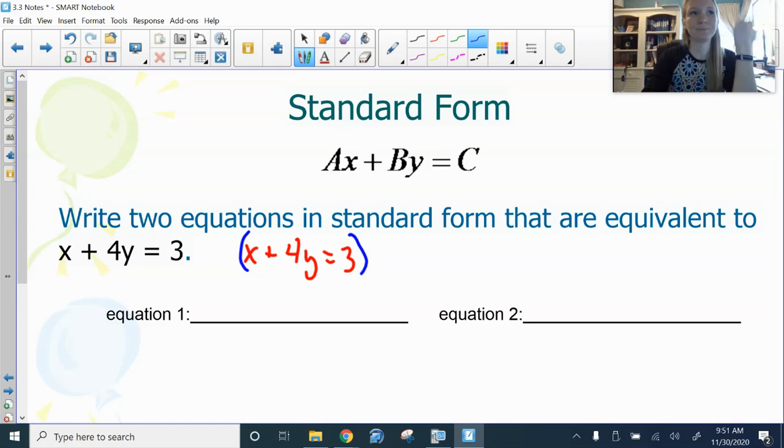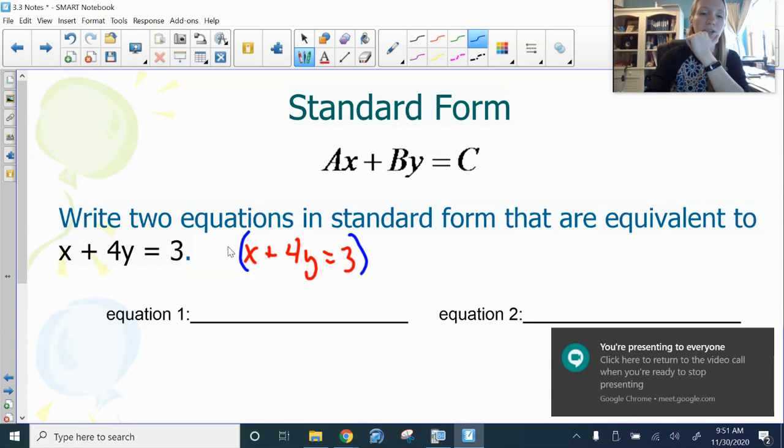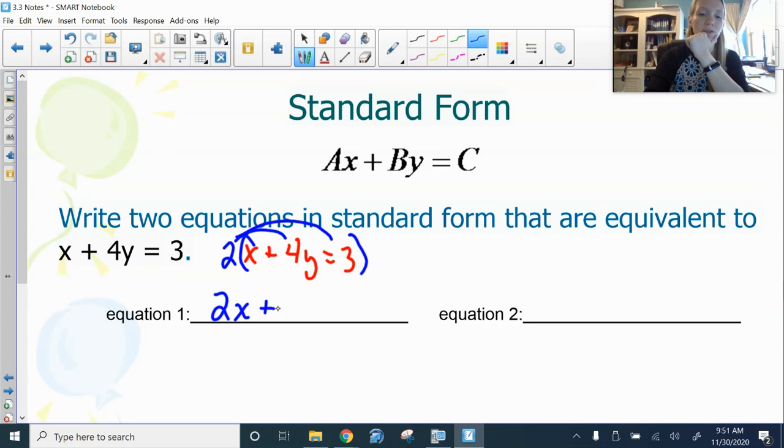I could multiply by, I don't know, give me a number. 2. I could multiply everything by 2, and I would just make sure I distribute all the way through, and that would be an equivalent equation. So I'd have 2 times x, so it's just 2x, 2 times 4y, so that would just be 8y, and I'd have to do 2 times 3 as well. These are equivalent equations. It's just a larger version of the numbers that I already have. That's all it is.